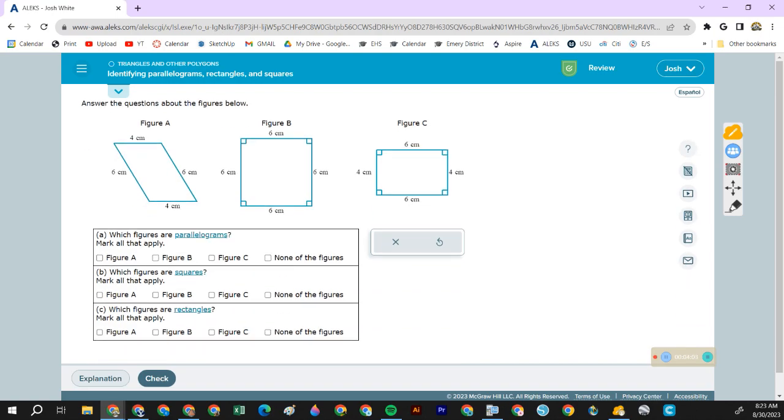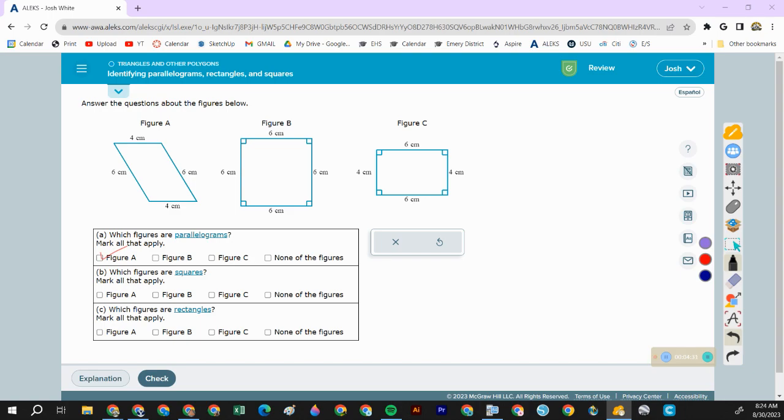So we have 3 shapes. Some of them have right angles, and we've listed all the sides. Which ones are parallelograms? So here's what we need to ask. Does this shape have 2 sets of parallel sides? Yes, that's the definition of a parallelogram. 2 sets of parallel sides. So that one. What about the next one?